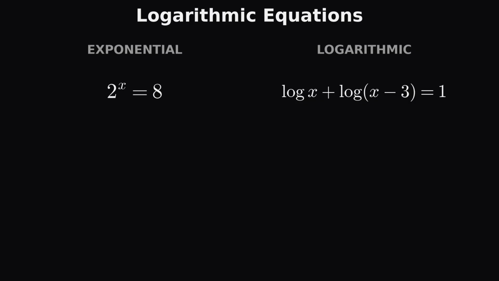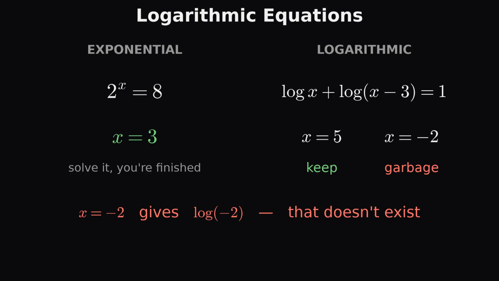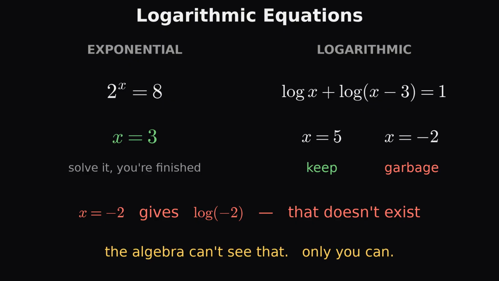Look at these two. On the left, an exponential equation: 2 to the x equals 8. x is 3. You solve it, you're finished. On the right, a log equation: log x plus log (x minus 3) equals 1. The algebra gives you two answers, 5 and minus 2, and one of them is garbage, because if x is minus 2, that first term is the log of a negative number, and that doesn't exist. The algebra can't see that.